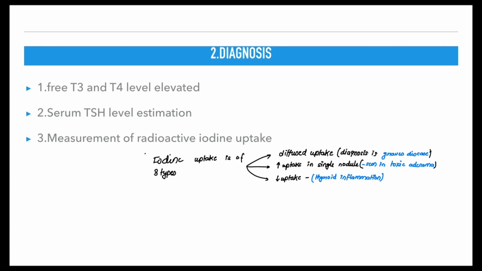Second, increased uptake in a single nodule. If there is increased uptake in a single nodule of the thyroid gland, the diagnosis will be toxic adenoma. In case of adenoma, there is increased uptake in the single nodule. Third, decreased uptake, then the diagnosis will be thyroid inflammation.